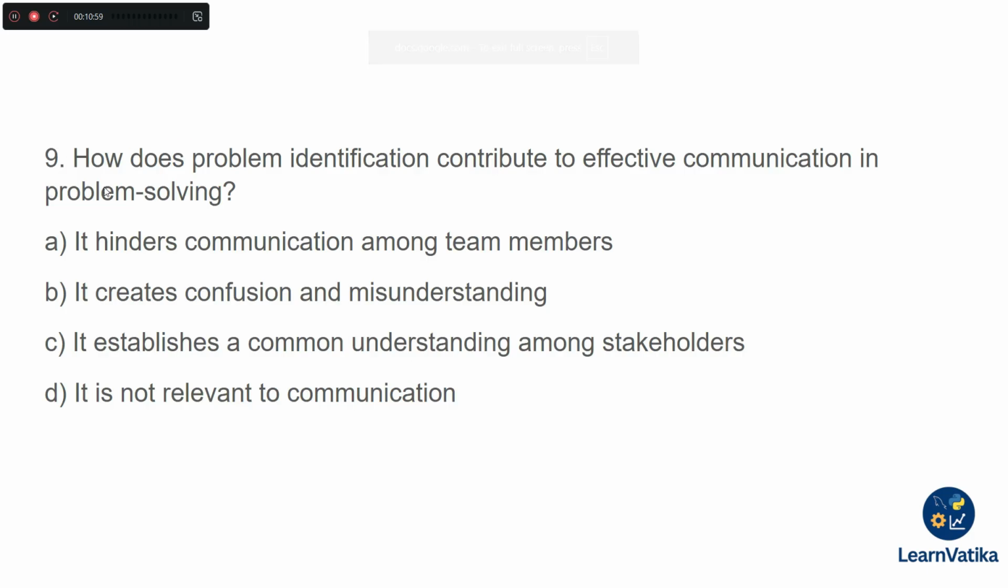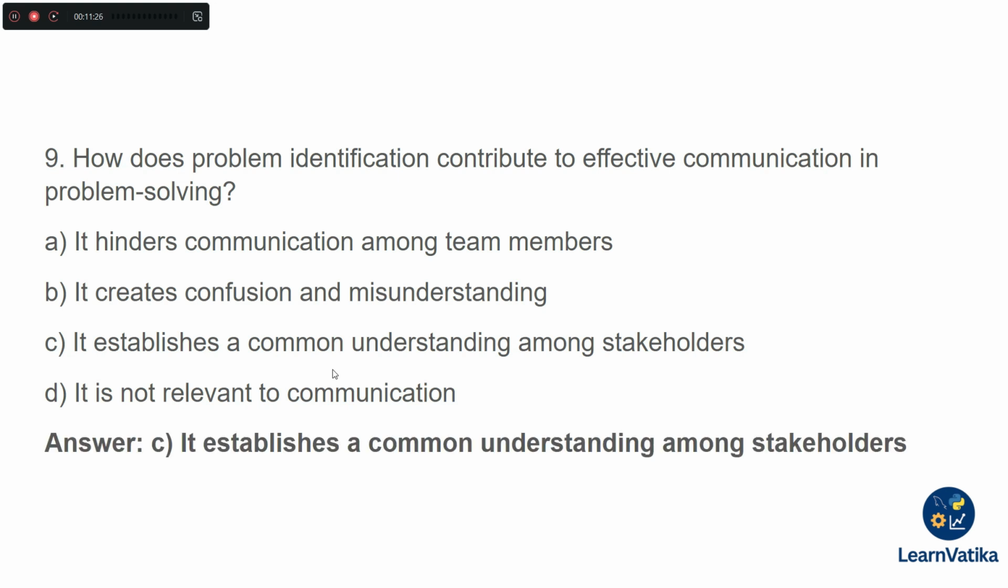Question 9. How does problem identification contribute to effective communication in problem solving? Option A, it hinders communication among team members. Option B, it creates confusion and misunderstanding. Option C, it establishes a common understanding among stakeholders. Option D, it is not relevant to communication. The correct answer is option C, it establishes a common understanding among the stakeholders.